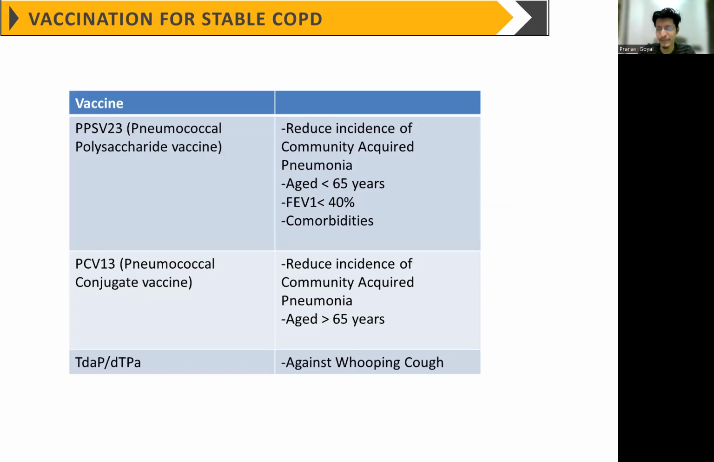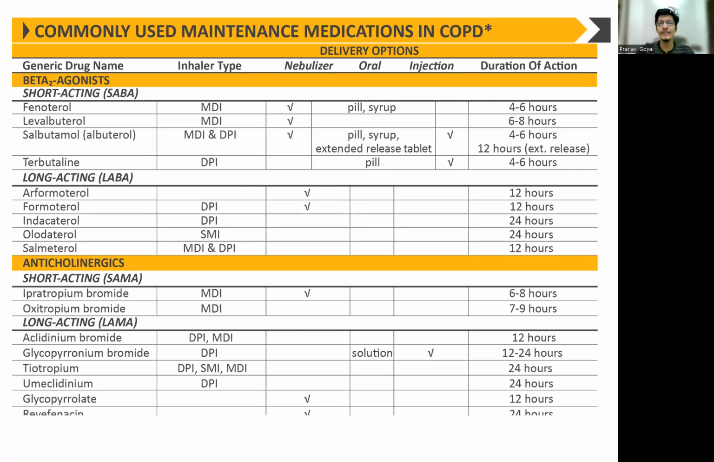If your patient is less than 65 years, FEV1 is less than 40%, and has associated comorbidities, you give the pneumococcal polysaccharide vaccine. If the patient's age is more than 65 years, with reduced chances of community-acquired pneumonia, you give the pneumococcal conjugate vaccine. And against whooping cough, you give the pertussis vaccine. Now, these are the drugs which are used in the maintenance of COPD. So you have a beta agonist and you have an anticholinergic.